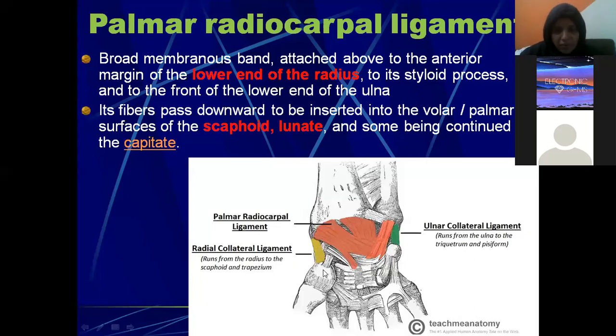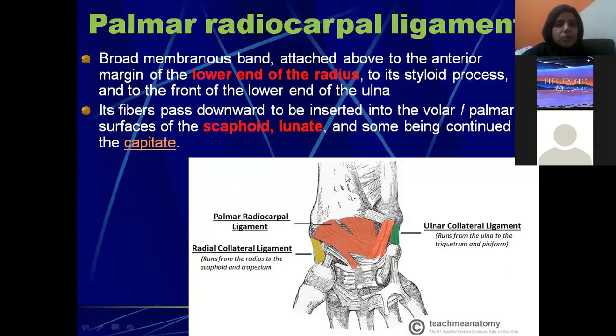So you are finding, please remember these attachments. Radial collateral is from the styloid process of the radius to the scaphoid and trapezium. Okay, then ulnar collateral ligament is running from the styloid process of the ulna to the triquetrum and pisiform bones.